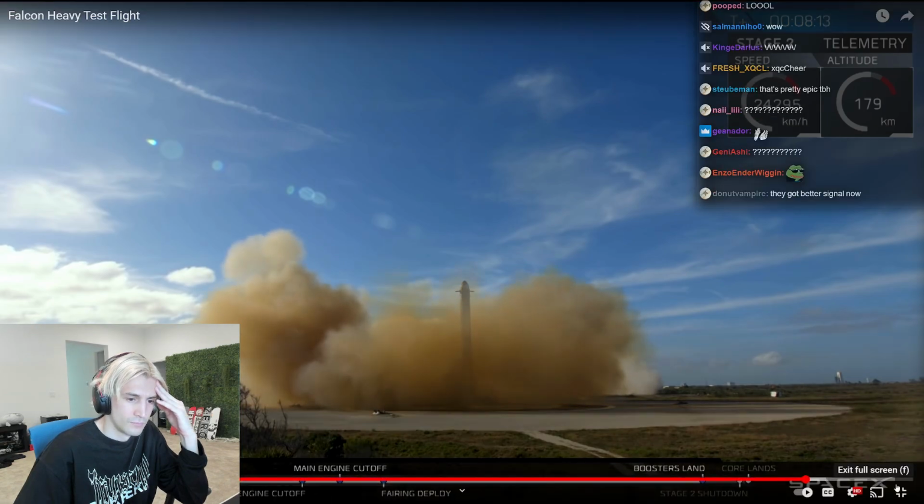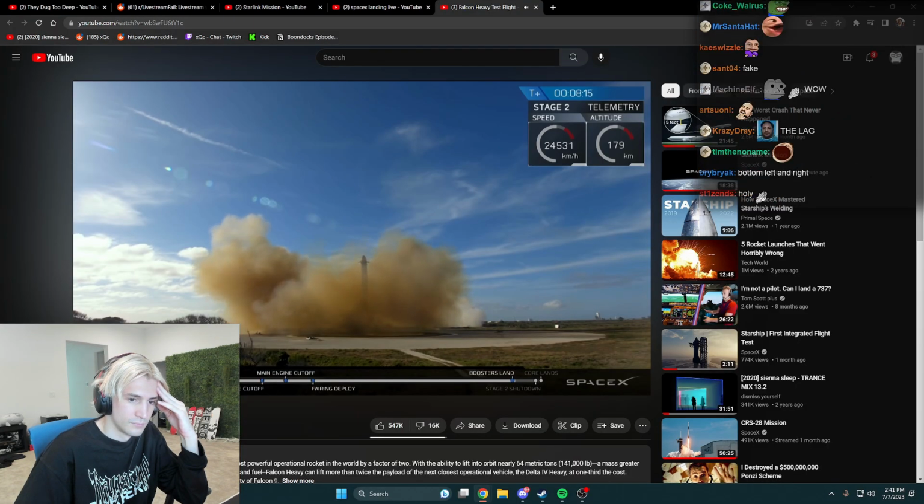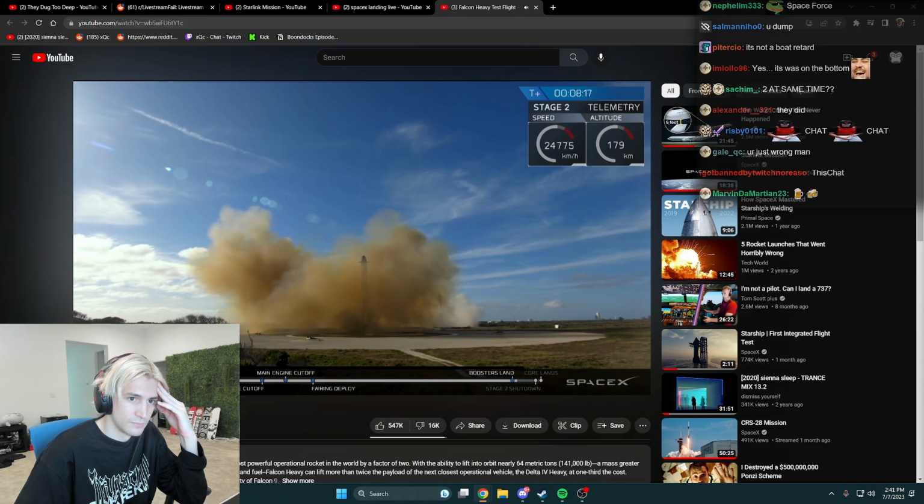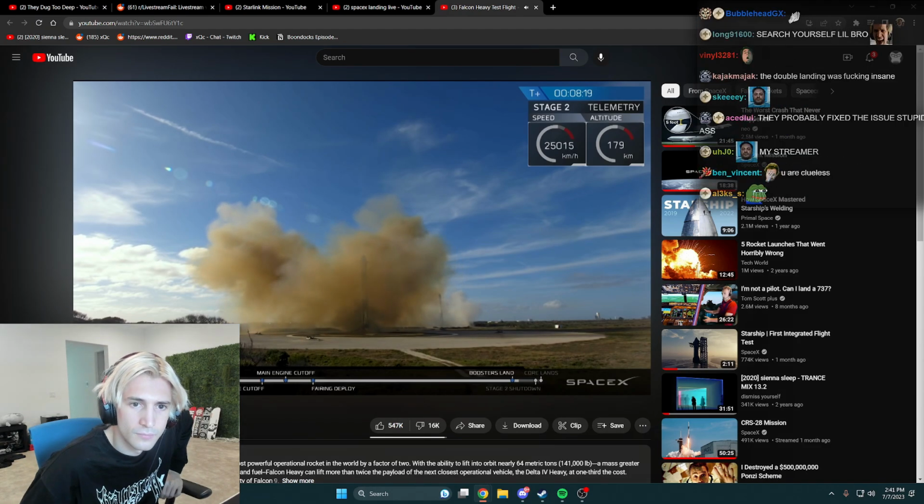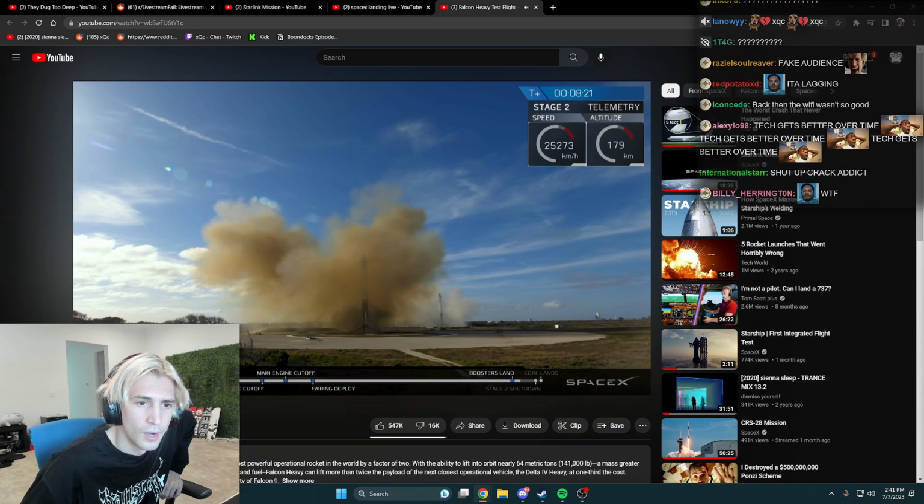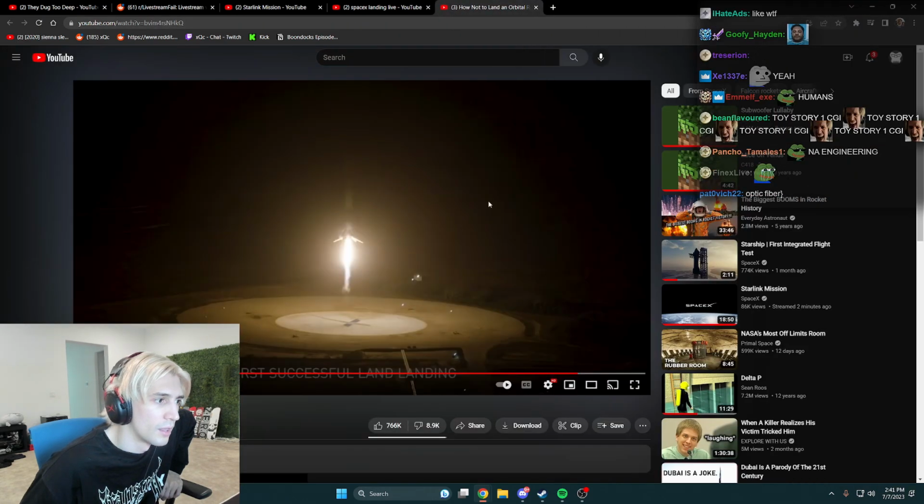LZ1, LZ2, both side boosters have touchdown. Landing operators move on to Recovery 1 and Recovery 2, coming up very shortly.